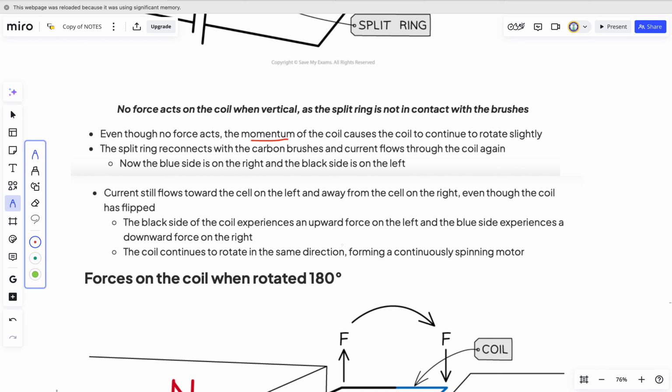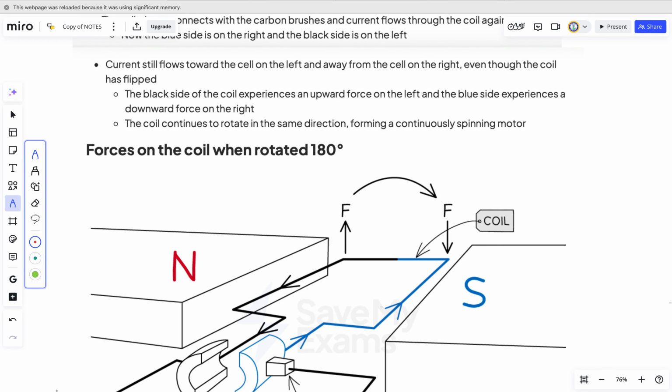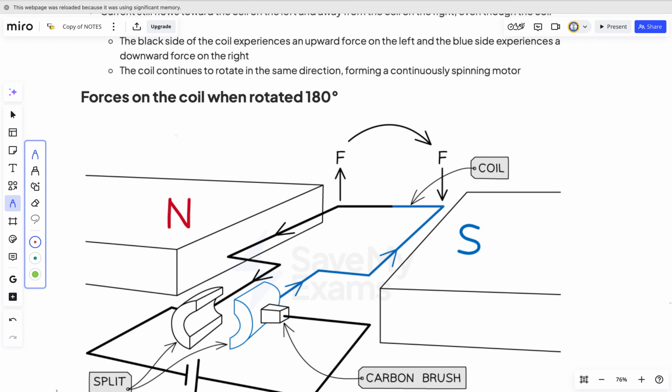Okay, so now the current still flows towards the cell on the left and away from the coil. Okay, these are just a lot of explanation. Now let's take a look at this. The force on the coil when rotated 180 degrees.